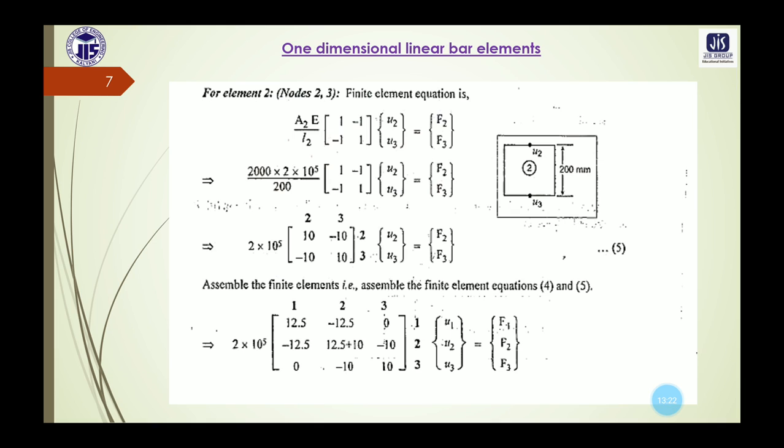Now if we assemble these finite element equations 4 and 5, then we will get one 3 by 3 matrix.